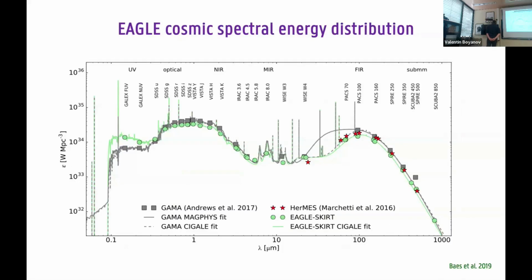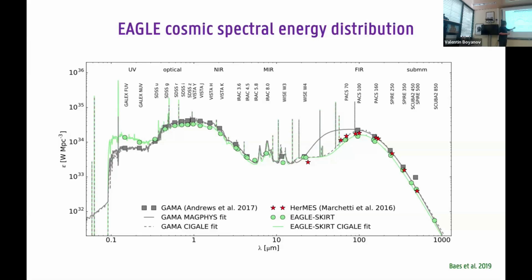This is work that we did 5 years ago, also based on our Eagle simulations. If you have run SKIRT on all Eagle galaxies in a certain volume, and you just add all the power together, you get the cosmic spectral energy distribution: the amount of energy emitted as a function of wavelength for a given unit volume in the universe. We didn't do anything except just summing all of the galaxies' SEDs. And this is the agreement.